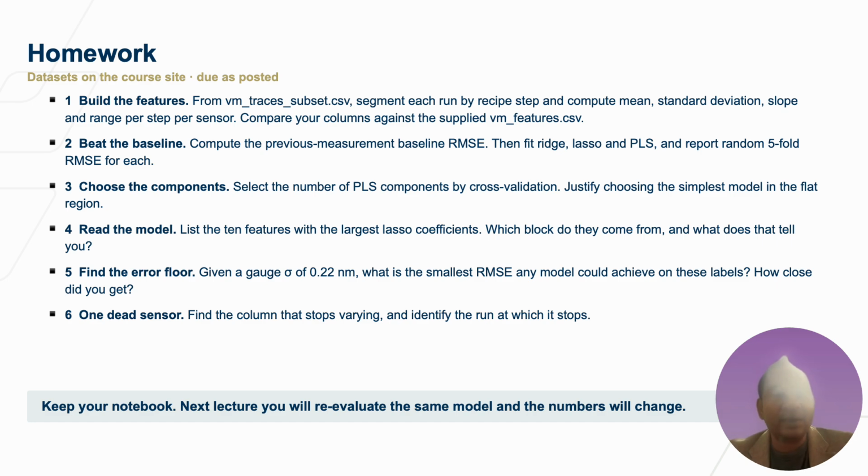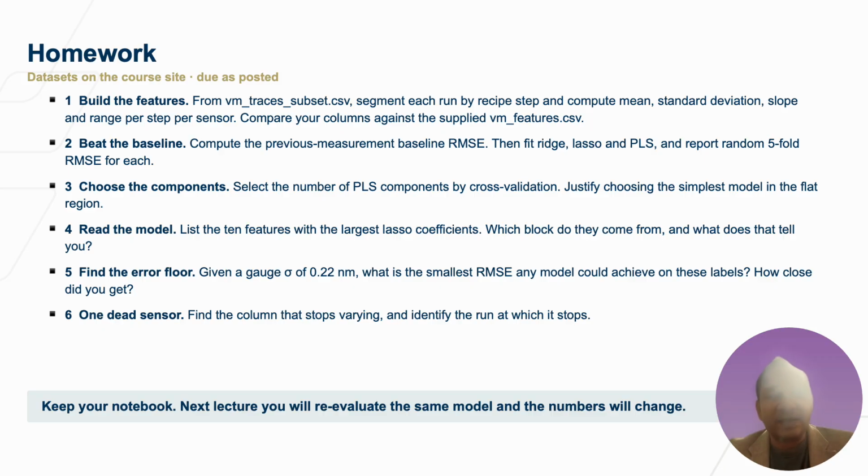Compute the baseline before anything else, then fit ridge, lasso, PLS. Report random 5-fold RMSE for each. You should land close to the numbers on slide 37. Choose the number of PLS components by cross-validation and justify taking the simplest model in the flat region rather than the exact minimum. I want the argument written down, not just the number.